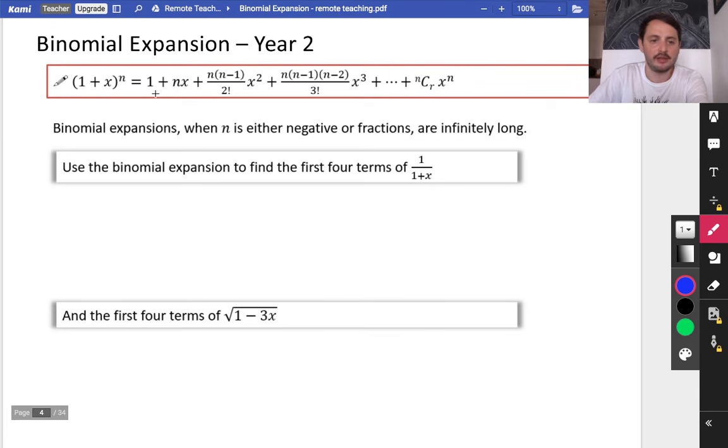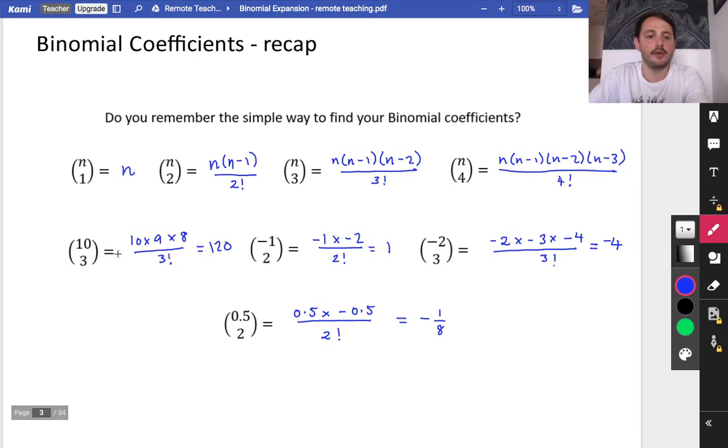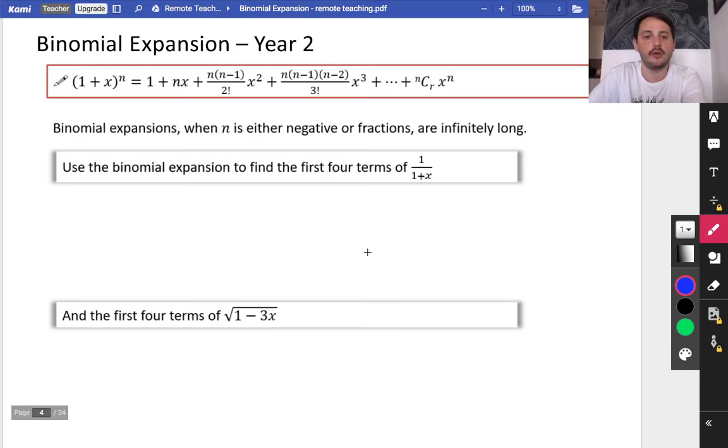So really all the pattern that you need to know is it goes 1, n for the coefficient, n(n minus 1) over 2 factorial, n(n minus 1)(n minus 2) over 3 factorial, etc. And it just kind of keeps going. So for binomial expansions where n is either negative or fractions, they are infinitely long, because if you think about it, when they are whole numbers, if you keep going across, eventually you get 0. You actually get that it doesn't keep going, it stops at a particular point. But for these ones, they're just going to keep going and going and going, okay?